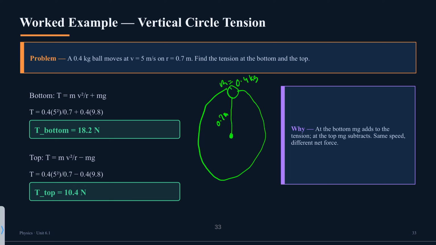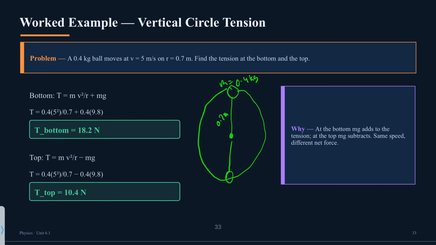And now we need to find out the tension at the top and the bottom, because you understand how that's going to be different, because I just showed you why that's different. So pause the video and give it a try yourself, and then I'll go over it. Okay, so I'm assuming you gave it a try. Let's look at it now.